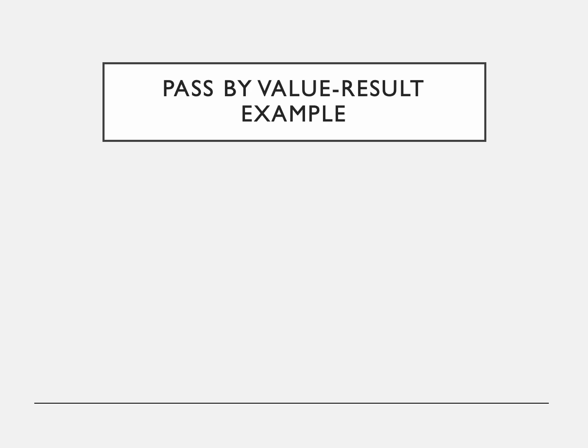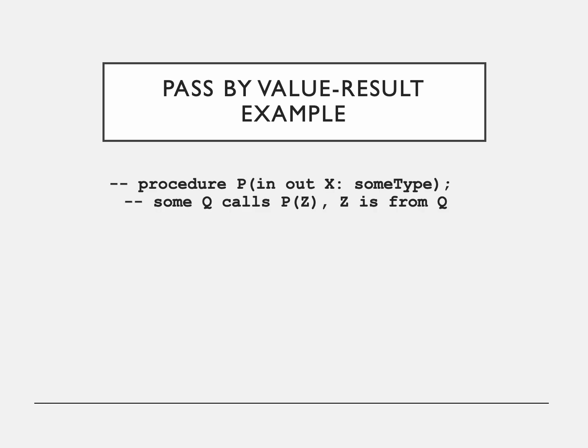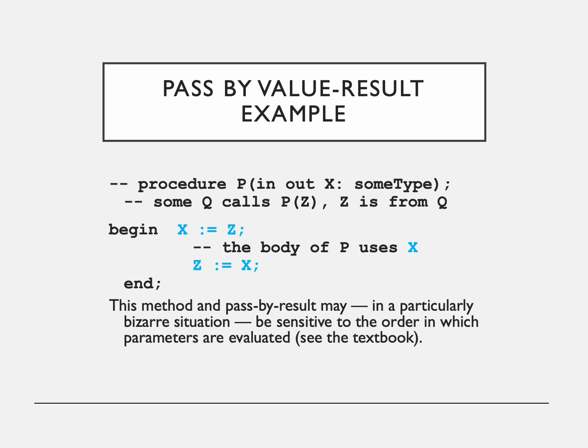Okay, let's see an example here. Let's examine some code to better understand how pass by value result works in practice. This example will illustrate the flow of data into and out of the procedure, highlighting the dual nature of this parameter passing method.